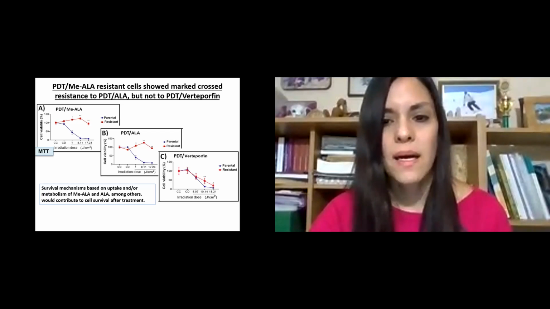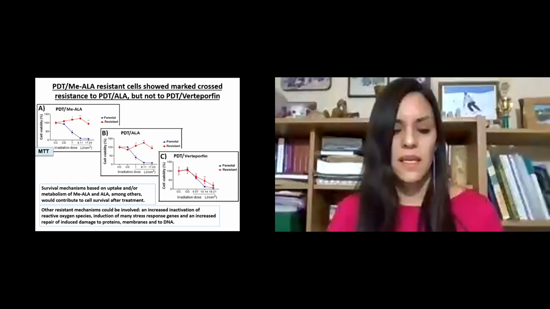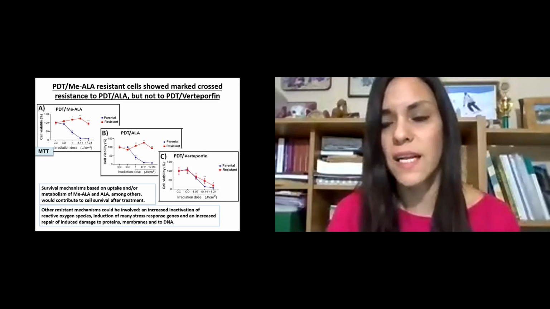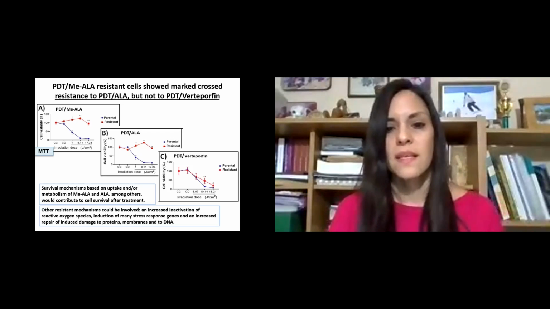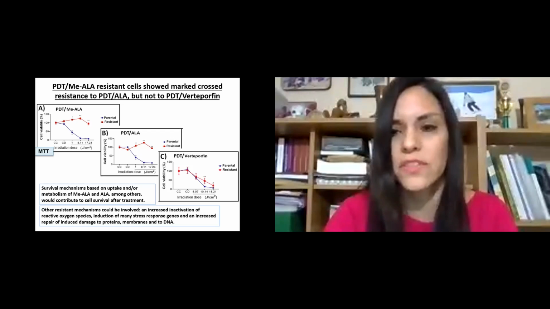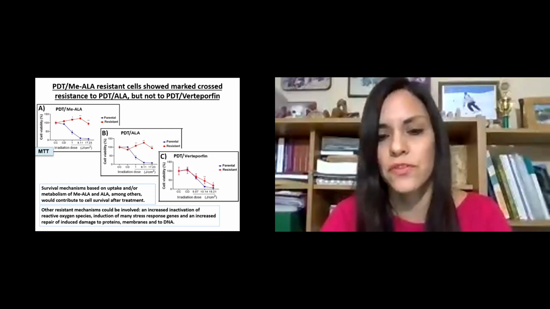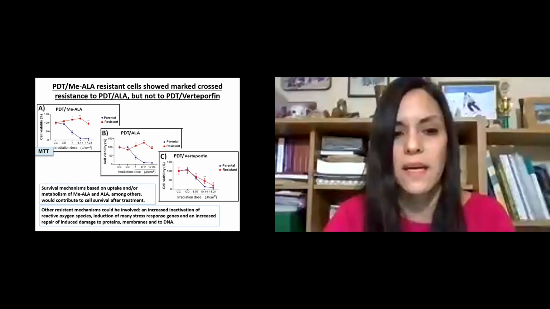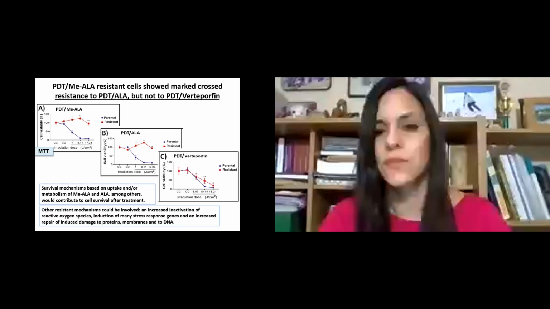But we don't rule out that other mechanisms, in addition to those related specifically to methyl ALA and ALA, could be involved, such as an increase in activation of reactive oxygen species, induction of many stress response genes, and an increased repair of induced damage to proteins, membranes, and to DNA.